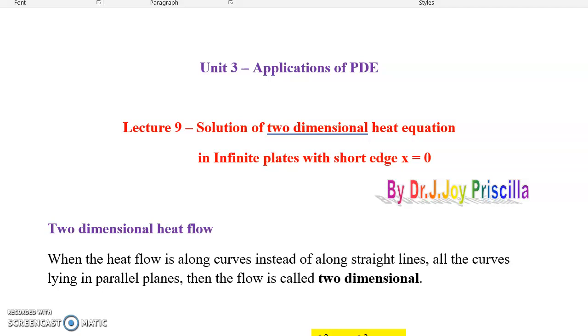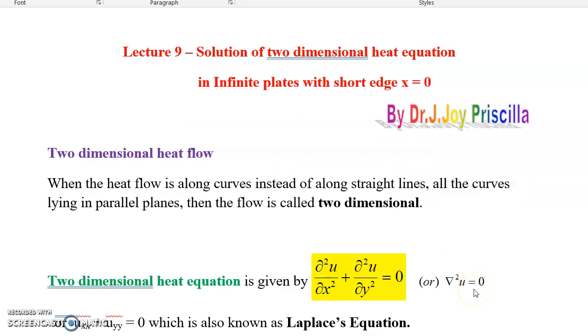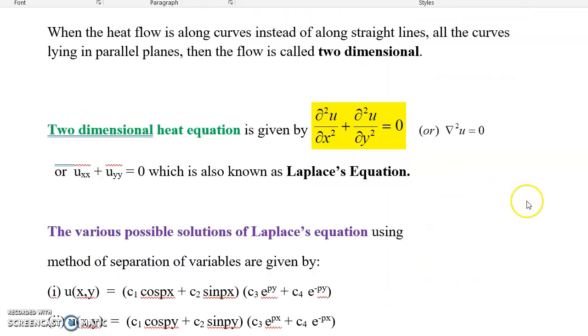So here we study the heat flow over a square plate, a rectangular plate, or even an infinite plate. First let us see the equation governing two-dimensional heat flow. This equation, ∂²u/∂x² plus ∂²u/∂y² equal to 0, is written as del squared u equal to 0, or just uxx plus uyy equal to 0. This is also known as the Laplace equation.